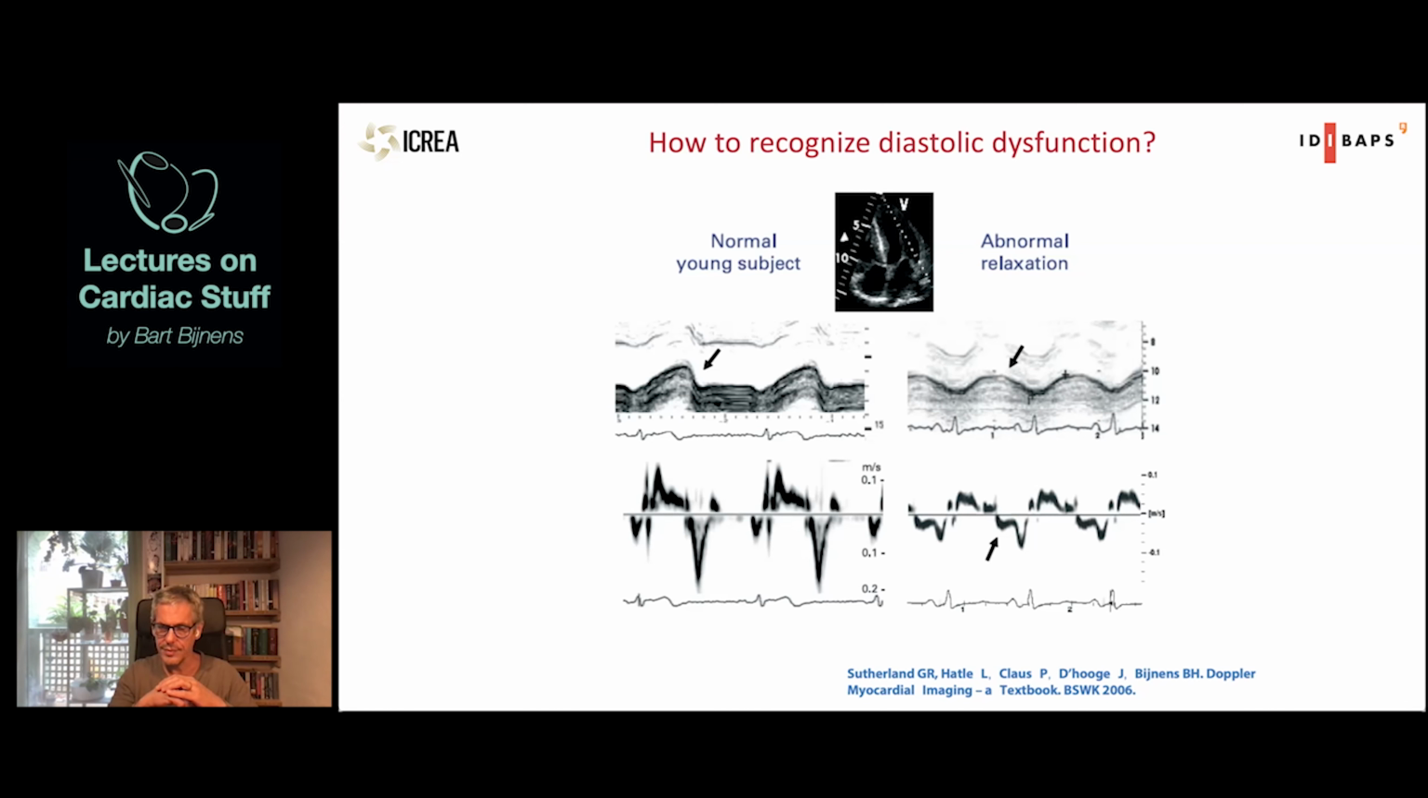Bart, another question regarding exercise. So in exercise, if you have an increase of aortic pressure, that can also create relaxation problems, or since it's acute, it doesn't matter so much?